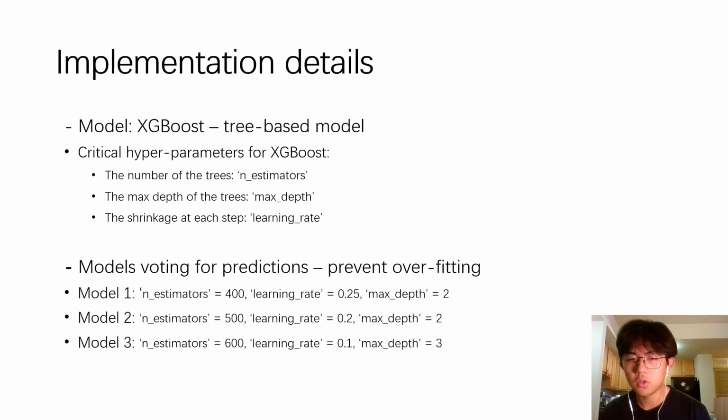And here we also use a strategy, which is model vaulting, to prevent the overfitting problem. The idea is quite simple. A model with more trees, larger depths, and lower learning rate may have a strong fitting power, but weak generalizability. On the contrary, a model with fewer trees, smaller depths, and larger learning rates can generalize well, but may not fit the training set well. So we ensemble three models with different hyperparameters to balance the fitting power and generalizability.